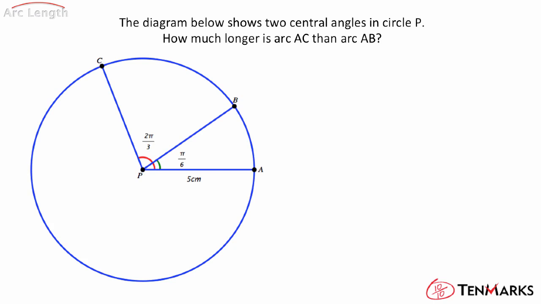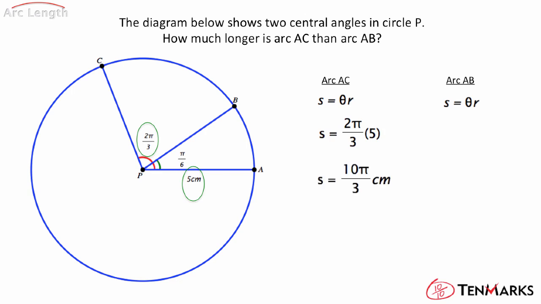Try another problem. The diagram below shows two central angles in circle P. How much longer is arc AC than arc AB? For this problem, you will need to calculate the length of both arcs. Start with the formula. For arc AC, substitute in 2 pi divided by 3 for theta and 5 for r. Solve to find that the length of the arc is 10 pi over 3 centimeters. For arc AB, substitute in pi over 6 for theta and 5 for r, and solve to find the arc length is 5 pi over 6.